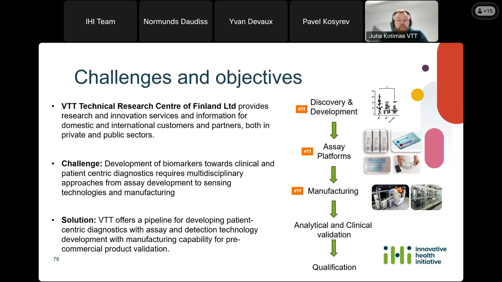At VTT, our advantage is a comprehensive approach to biosensor development, and we have a long-standing interest in personalized medicine with field and point of care applications, which we facilitate with breadth of assay platforms and detection technologies to choose from. And importantly, we do have downstream capabilities to manufacture the sensors or assays, so that analytical and clinical validation has the best chance of succeeding.